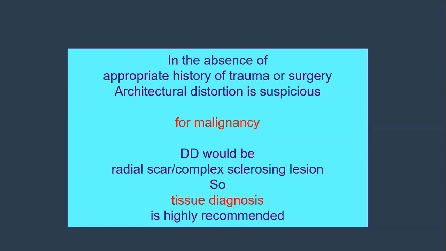In that case, because we have a history of previous biopsy, that is why we give the patient close follow-up or close surveillance. But if no trauma, no surgery, you confirm the abnormal findings in the mammography representing architectural distortion, you have to report it as BI-RADS 4, to do a tissue biopsy and to exclude malignancy.